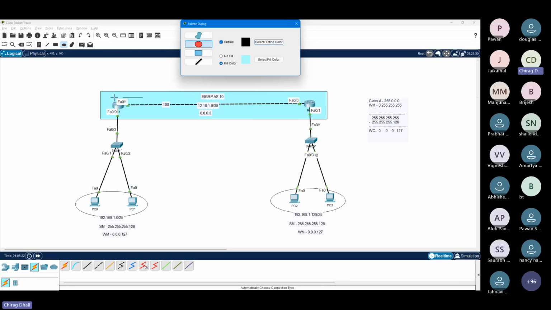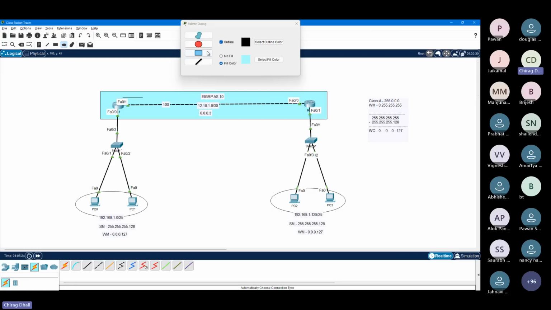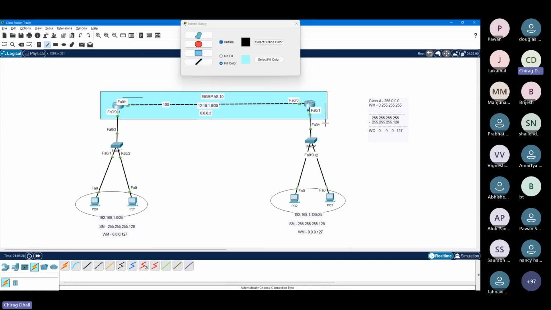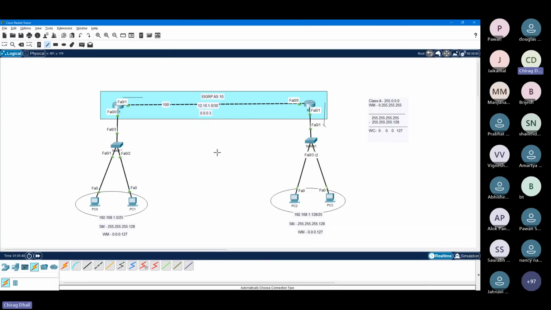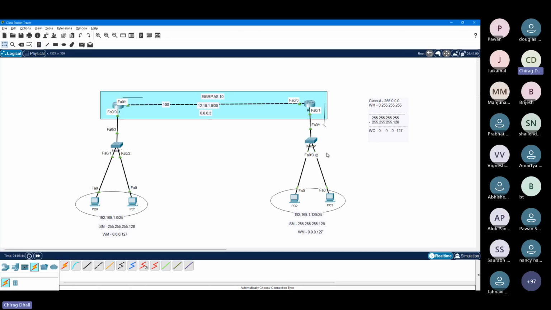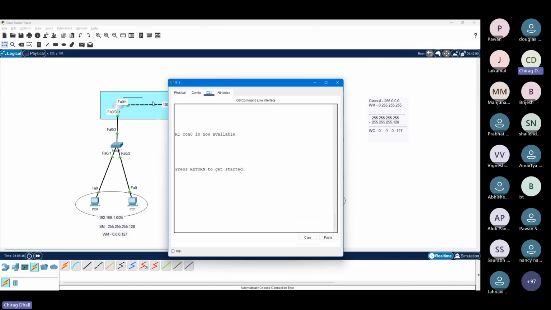I'm not able to draw, but FA0/1 is my first exit interface. Then it reaches R2, and from R2 it again exits via FA0/1. Correct? This is my second exit interface. So while calculating the delay, I have to check the delay of this interface and this interface. Let's see how we check that.